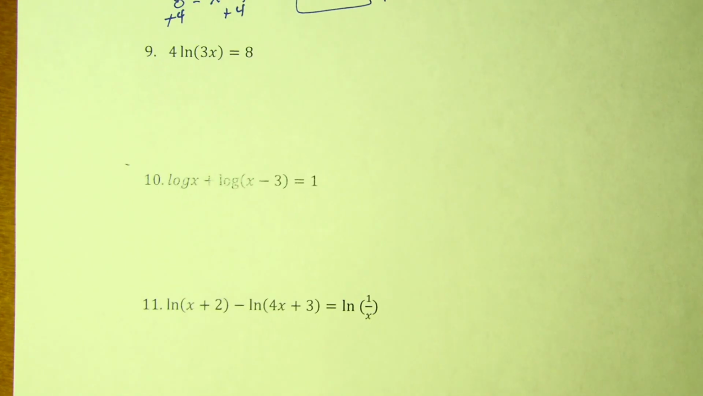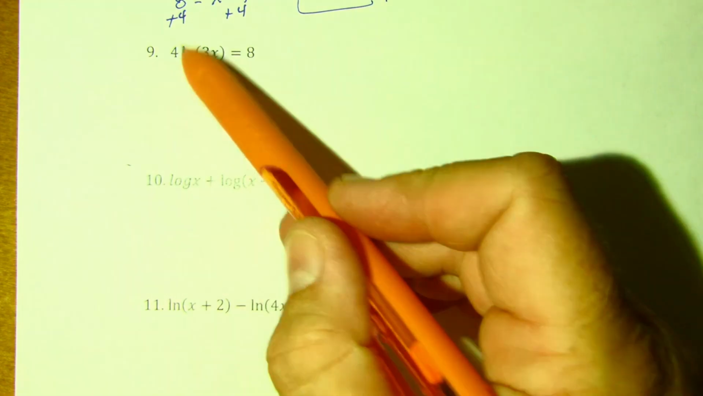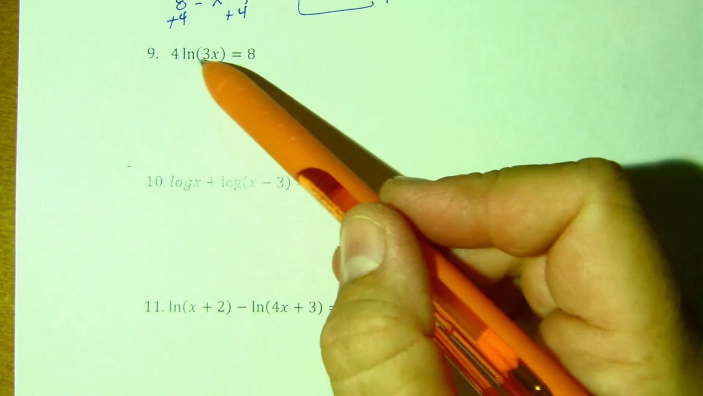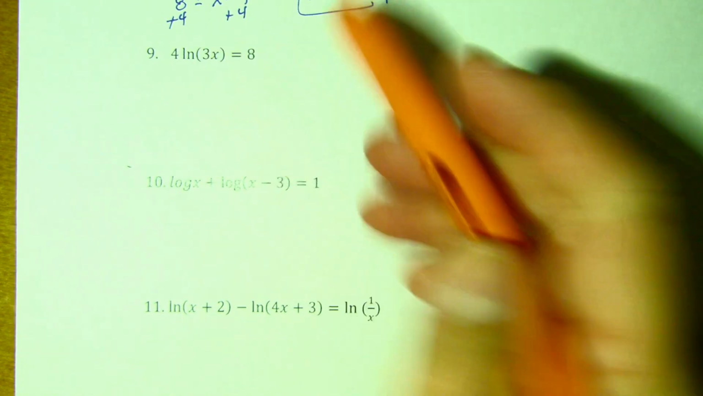Now, when we have a logarithm on one side and a number on the other, we don't want to have a coefficient out front like we do here. So if you do have something out front, we want to divide that over, so I just have a logarithm and a number. So I'm going to divide both sides by 4.